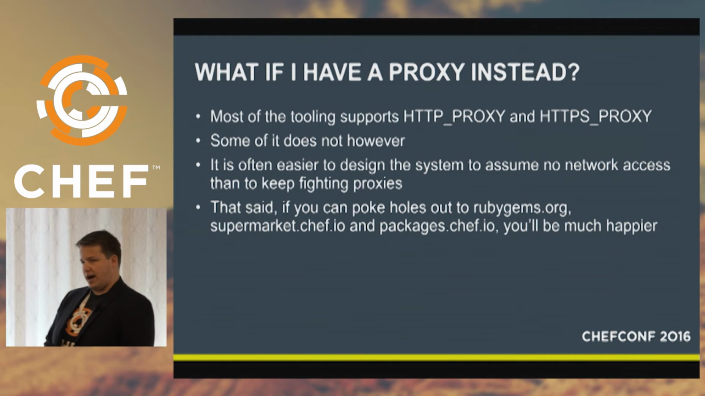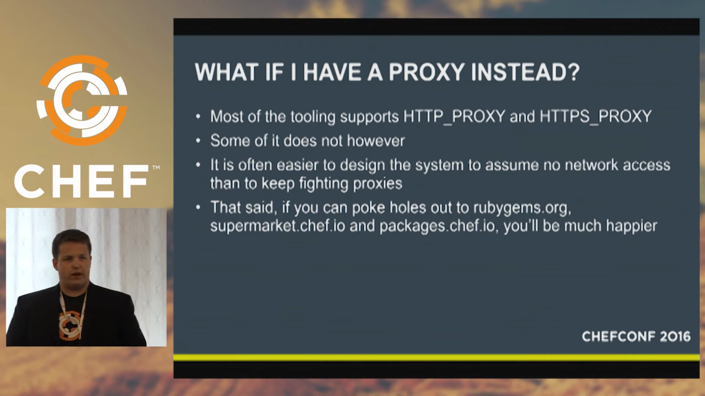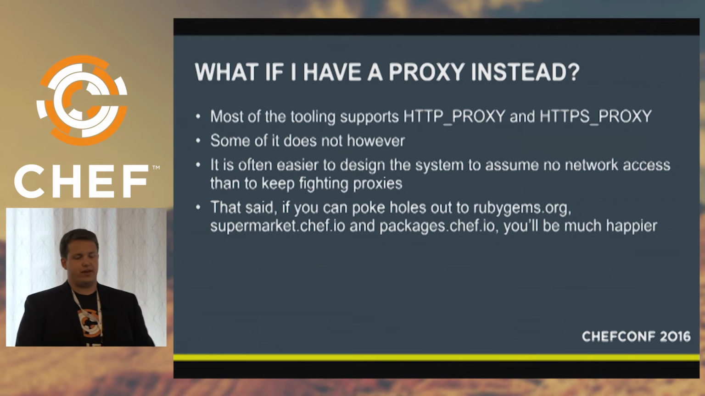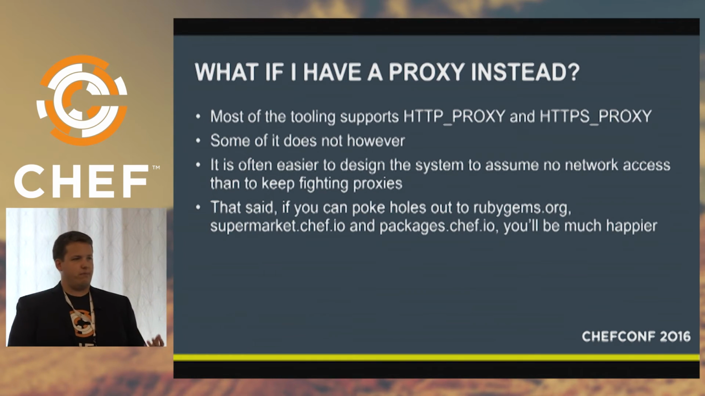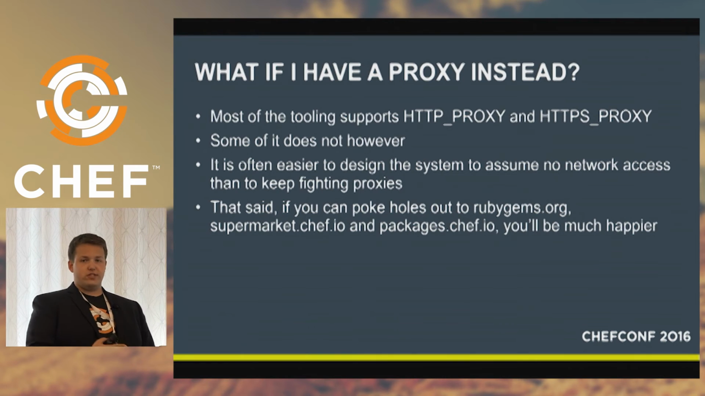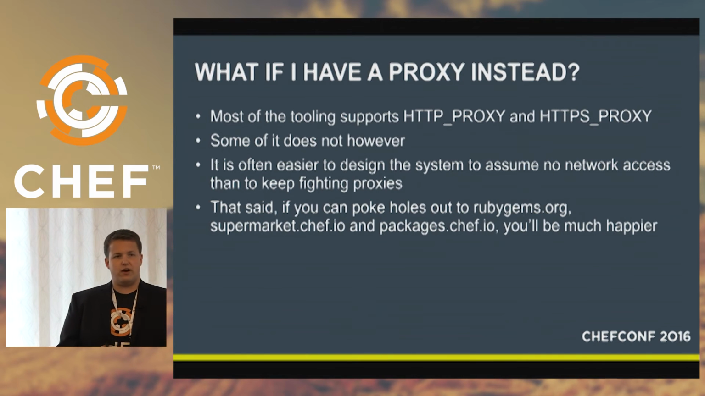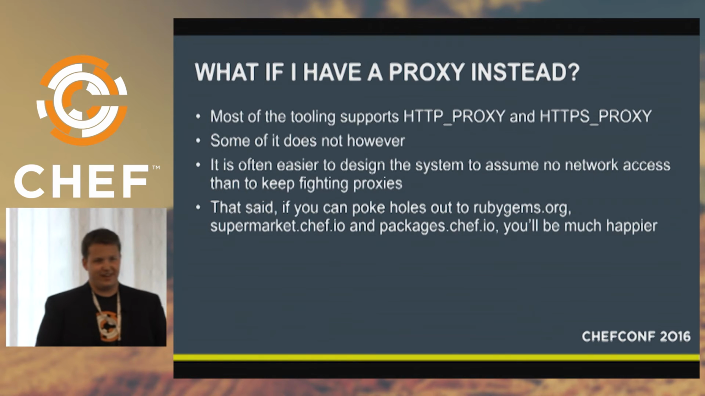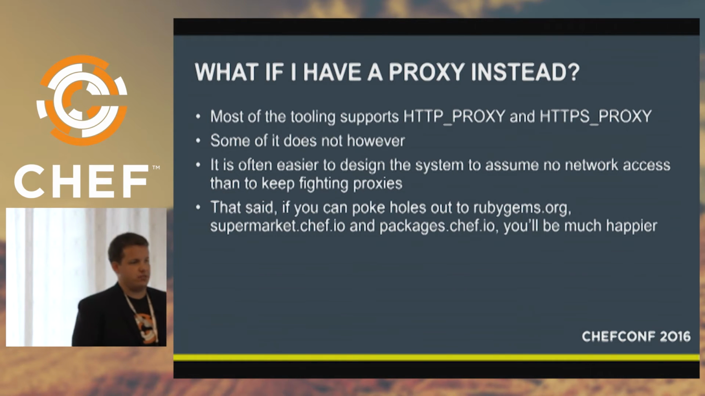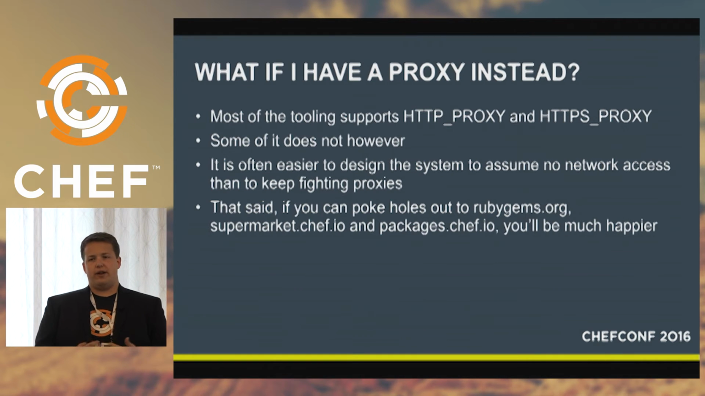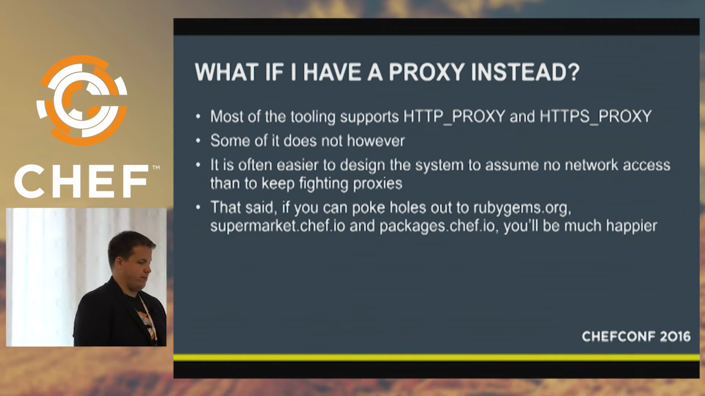That makes sense. I highly recommend that method if you start running into problems with the proxy pieces. Don't sit there banging your head against the wall over something you can't solve. Move on and get to the bigger problems that you have. That said, if you can poke holes to rubygems.org, supermarket.chef.io, and packages.chef.io, your life is going to be so much easier. Because you don't need to mirror the Ruby gems, and you don't need to mirror the Supermarket cookbooks, right? All those things you can just grab from the internet, and there's not a whole lot of configuration you have to do.